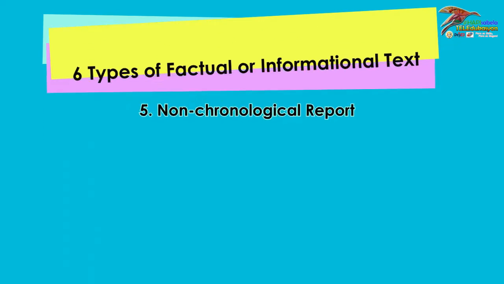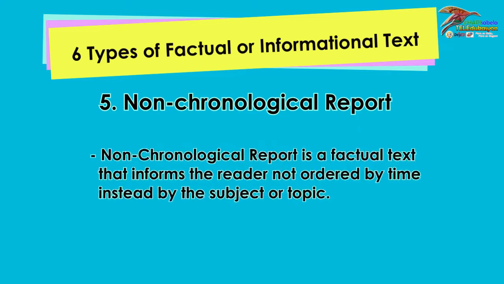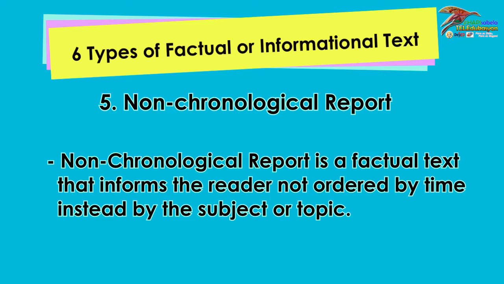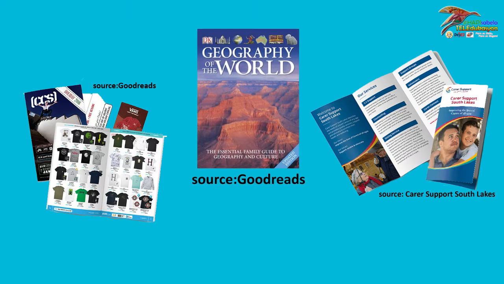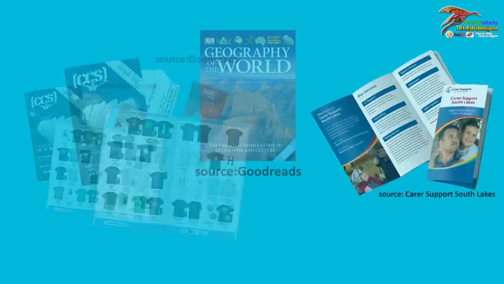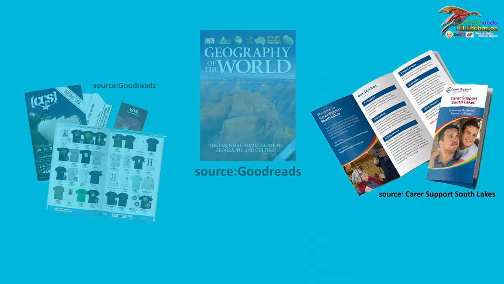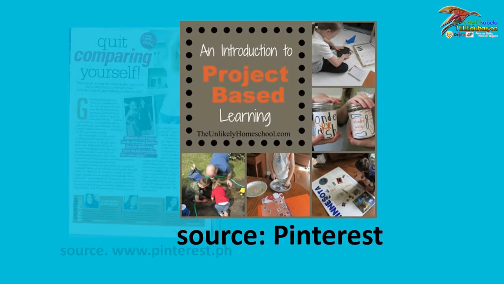Next up is a non-chronological report. A non-chronological report is a factual text that informs the reader, not ordered by time, instead by the subject or topic. Examples are geography books, catalogs, informational leaflets, magazine articles, or topic-based school projects.